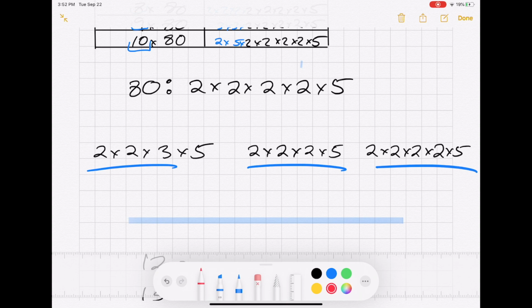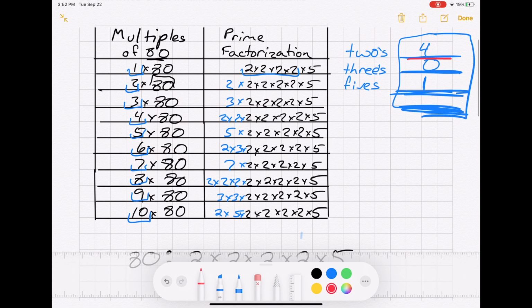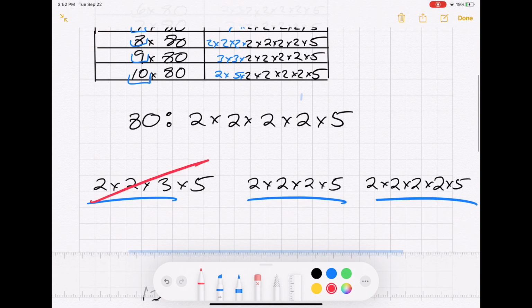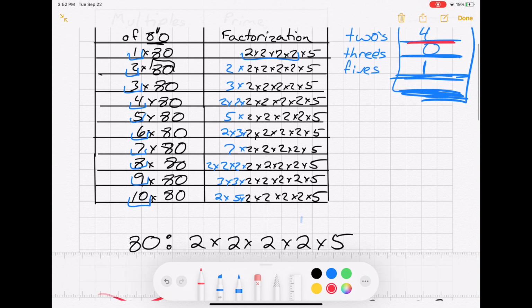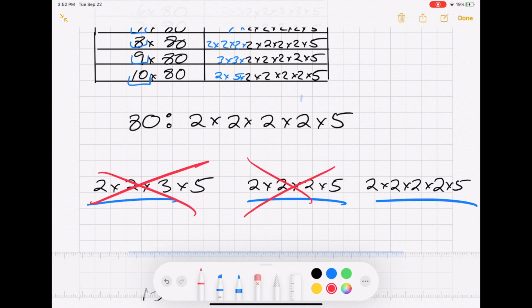All right, so if I'm thinking that the minimum amount is 4 twos, that's my first thing. This one does not have 4 twos, and this one does not have 4 twos. They all have 5s, so I can discount those ones really quickly, and I know that that one at the end here would be a multiple of 80. It's actually 80, but it would be a multiple of 80 because it has the minimum amount of 2s and it has the minimum amount of 5s.